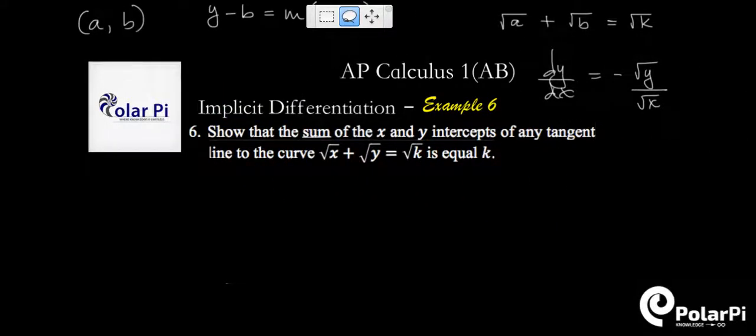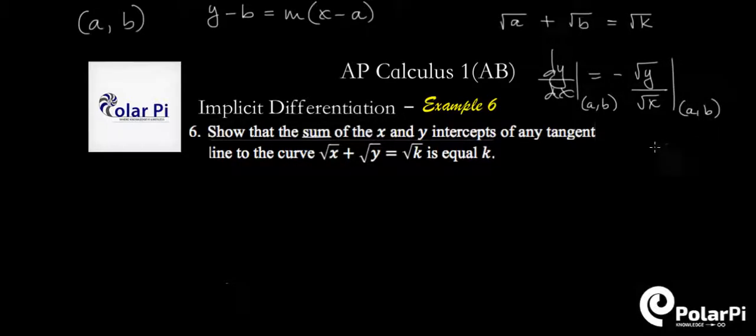And we need to evaluate dy dx at a comma b, so that we can find the slope m at a comma b. And so dy dx evaluated at a comma b is going to be what? At a comma b, dy dx is equal to negative root b divided by root a. And so this is the slope m that we were after.